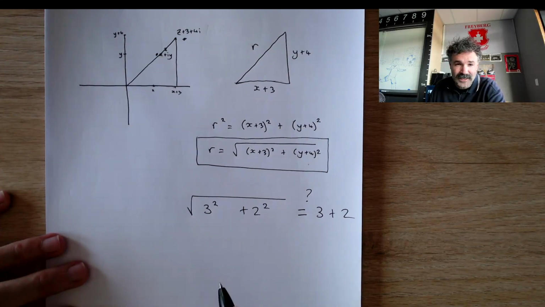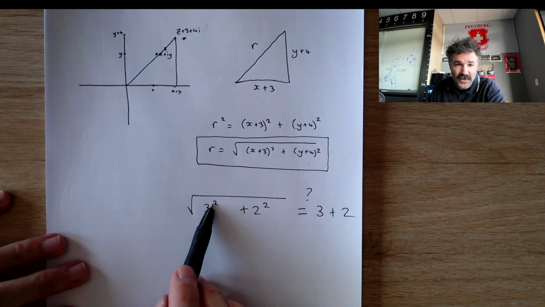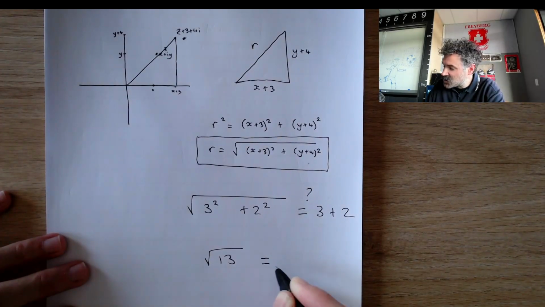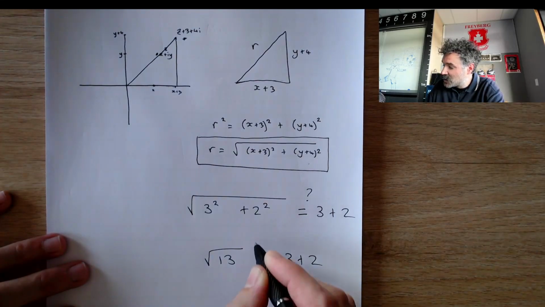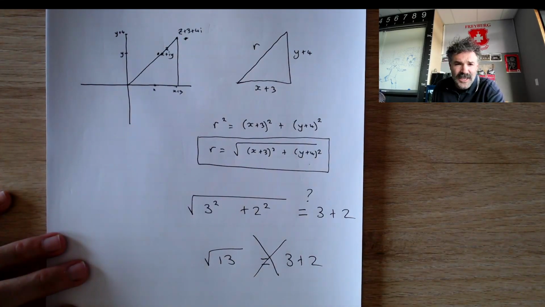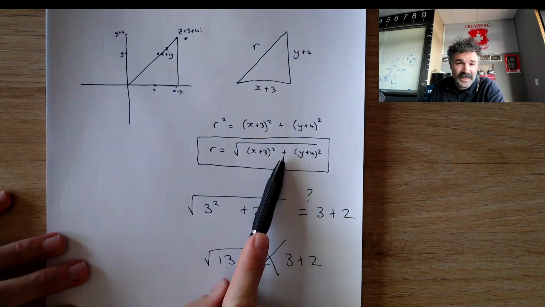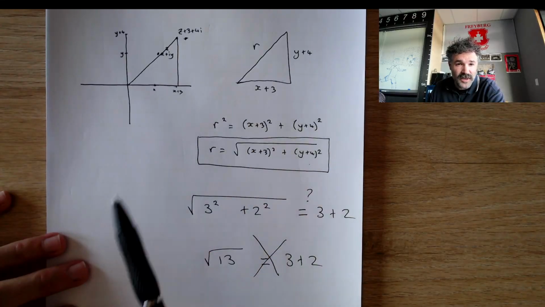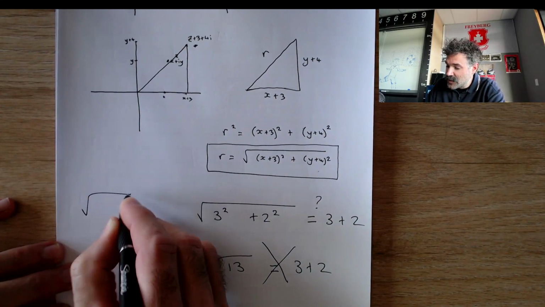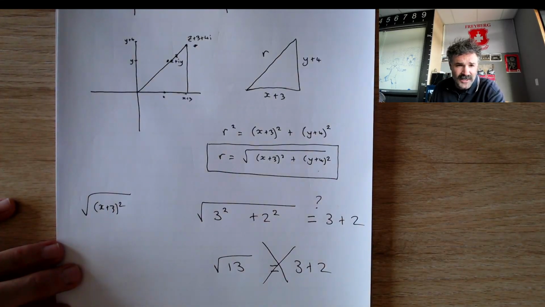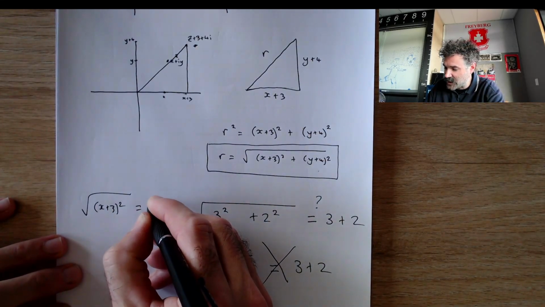Well, we can easily show that it's not. All I have to do is square 3 and square 2 and add them together. It's 9 plus 4. So this is actually the square root of 13. Does the square root of 13 equal 3 plus 2? No, it definitely does not. The problem here is this plus. It means it gets a little bit more complicated than the square root and the squared cancelling. It is true that the square root of x plus 3 squared, that square root and that squared will cancel, and we'll just get x plus 3.